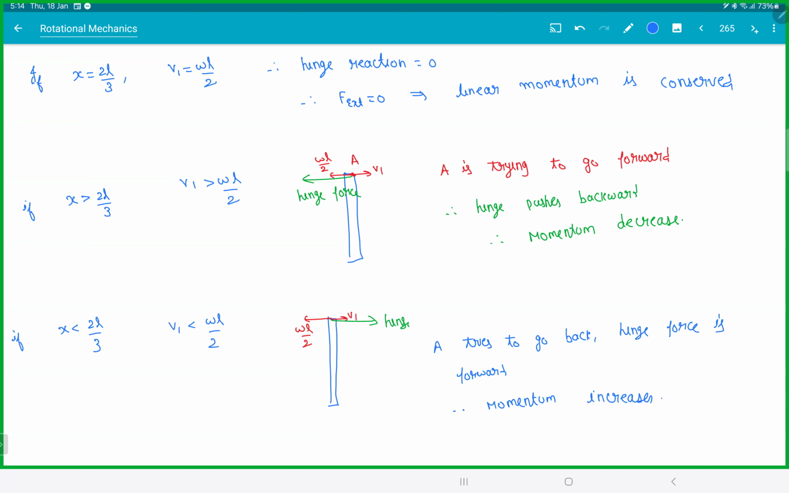Have a look at this. This is how they can frame questions in matrix matching. On the left hand side, they'll give x equal to 2L by 3, less than 2L by 3, greater than 2L by 3, and the right side options will be energy is conserved, momentum is conserved, momentum increases, momentum decreases, and so on. You can ask angular momentum is conserved. Multiple things you can ask. Most people read this part as fine. This becomes a very interesting question.